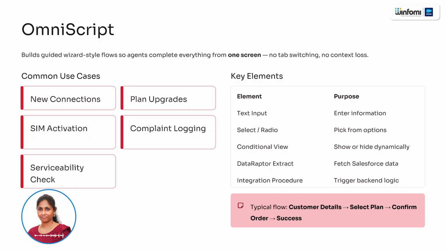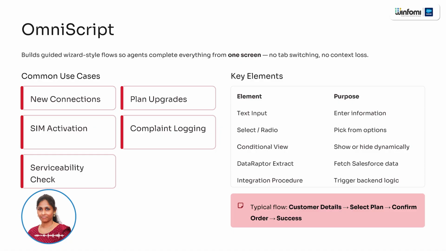For example, the text input element lets the agent type the information, then the select or radio element lets us pick from a list of options, and the conditional view element can show or hide certain fields based on what was selected earlier. We can also embed the Data Raptor or Integration Procedure inside OmniScript. So the navigation becomes very simple in OmniScript. Next, back, submit buttons. That's it.